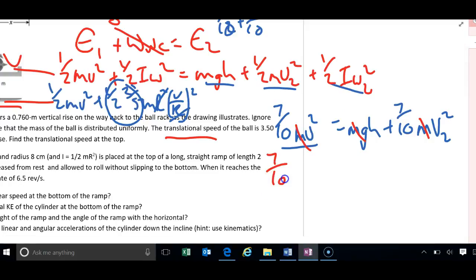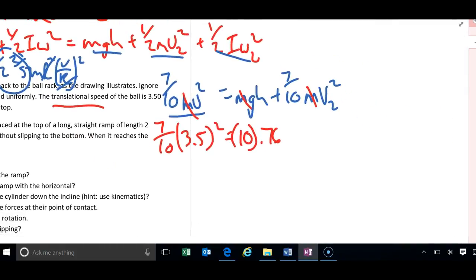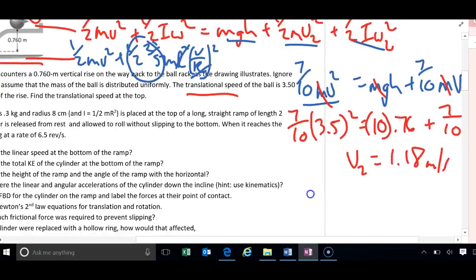So 7/10 times the velocity in the problem, 3.5 at the bottom, squared equals g, which is 10, times the height, 0.76, plus 7/10 v2 squared. Do some algebra and solve for v2 squared. Sorry, v2. I get 1.18 meters per second.